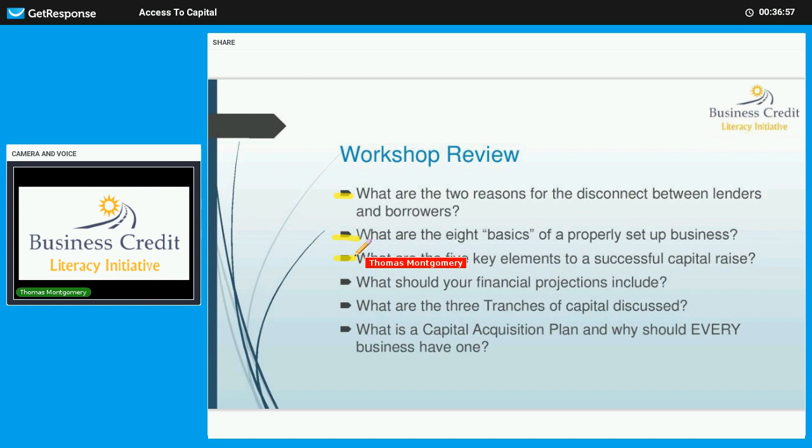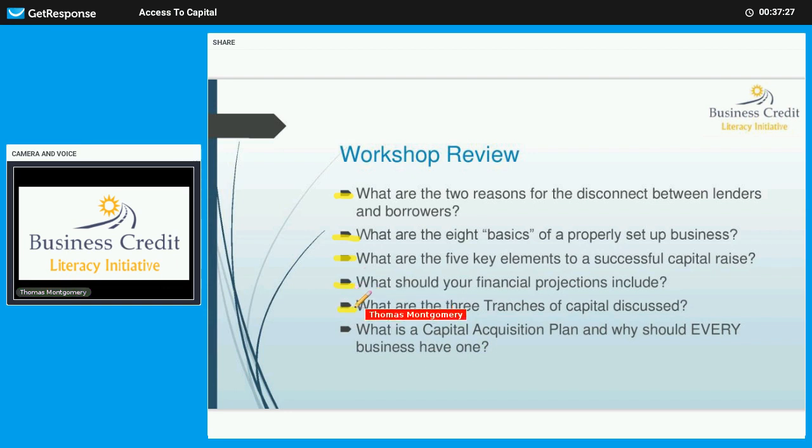We talked about the who, what, when, where, and how back on the five key elements of a successful capital raise, on what your financial projections should include. Do you remember what we talked about there? We talked about it needs to be at least a 36-month cash flow projection broken down by month, that we need to be able to validate our assumptions and our estimations. We need to show seasonality because every month probably won't be the same.